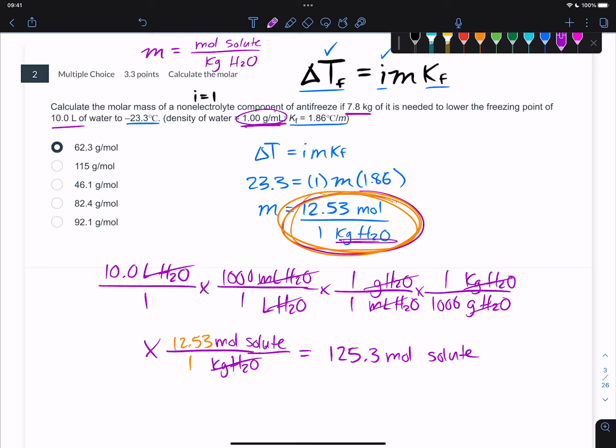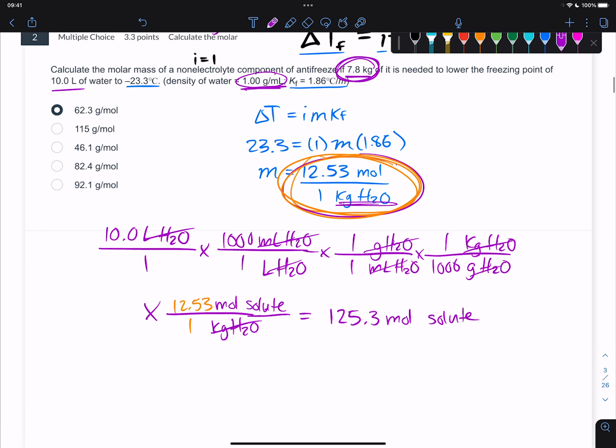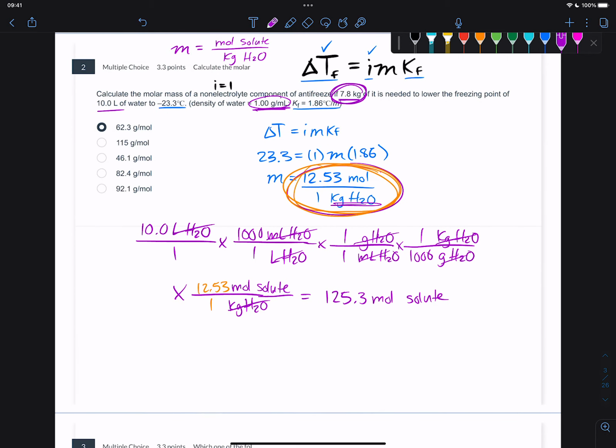But that's how many moles there are. What's the mass available to us? 7.8 kilograms. So you can do dimensional analysis again, and effectively you'll get this. This is an important number, but it's not our answer. Remember, molar mass is grams per mole. The units literally tell you what to do. It says divide the mass in grams by the moles. We have the mass, it's just not in grams.